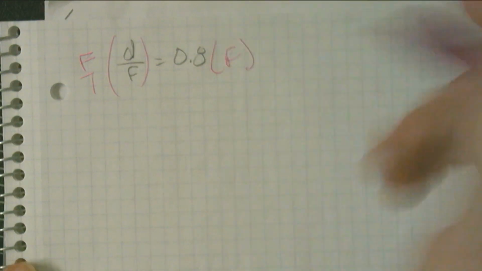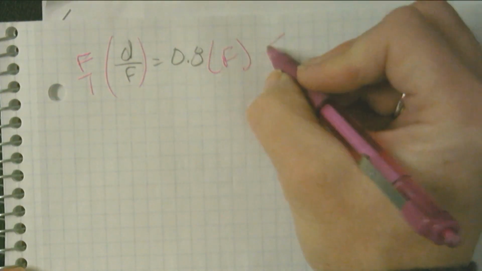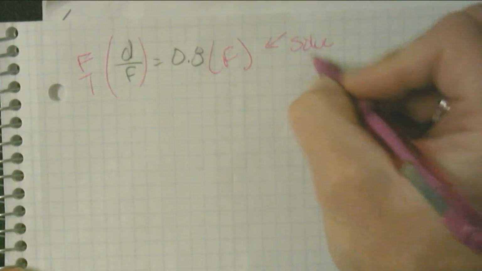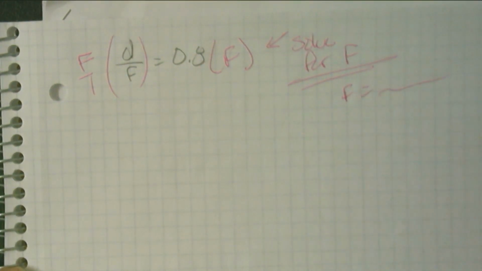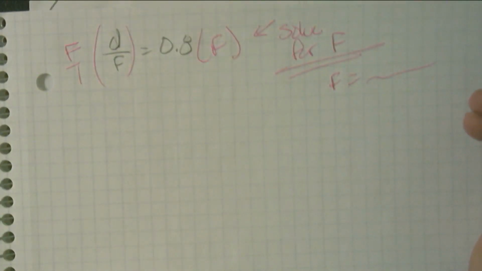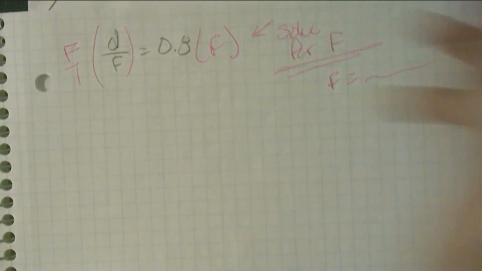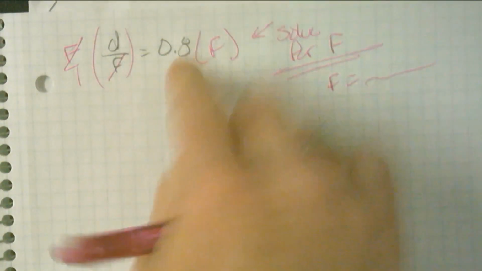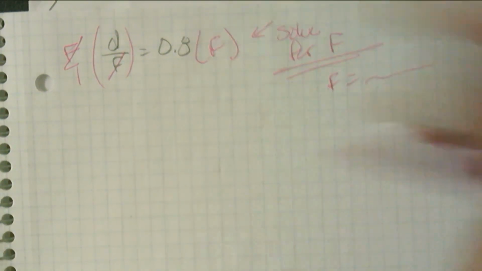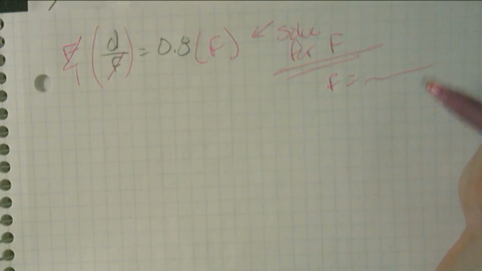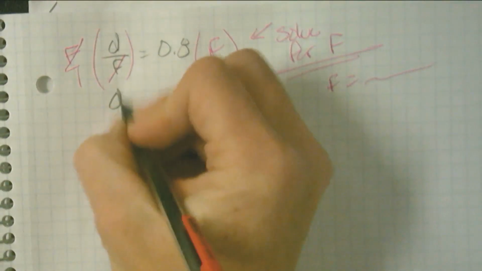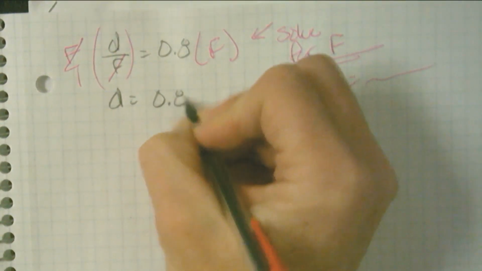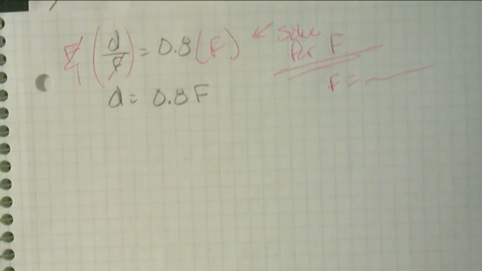So I need to get f in my numerator. I need to solve for f, because I need an equation f equals something to put into my game plan. So I need to get rid of f in my denominator and get it up in my numerator. So I'm multiplying everything by f. So I end up with d is equal to 0.8 times f.